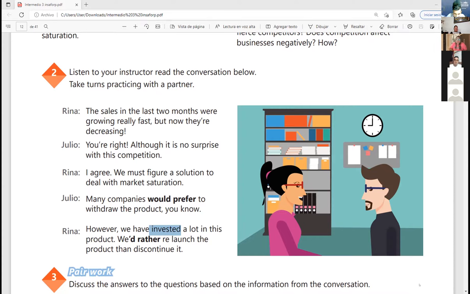The sales in the last 2 months were growing really fast, but now they're decreasing. You're right. Also, it is not surprising with this competition. I agree. We must figure a solution to deal with market saturation. Many companies will prefer to withdraw the product, you know. However, we have invested a lot in this product. We'll rather relaunch the product than discontinue it.